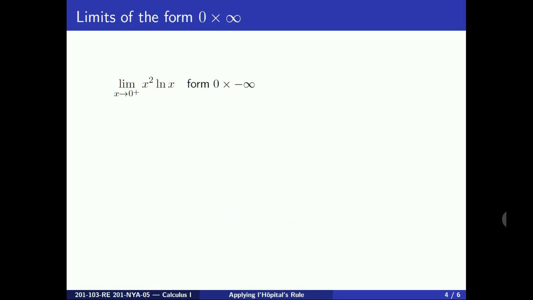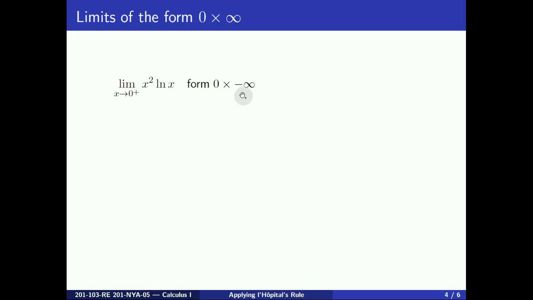In this second example, we look at the limit of x squared times ln of x as x approaches 0, coming from the right. Note that it makes sense that we only approach 0 from the right, since ln of x is not defined to the left of 0. As x approaches 0 coming from the right, ln of x, which has a vertical asymptote at x equals 0, goes to minus infinity. Therefore, this is the limit of the form 0 times minus infinity, so the type we had just discussed on the previous slide.